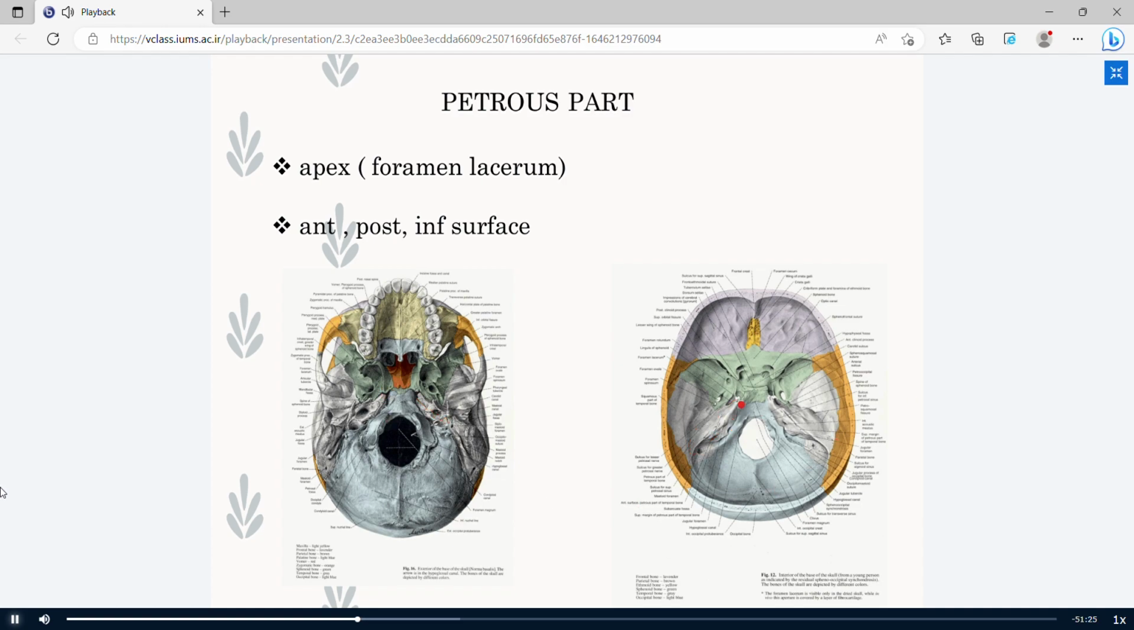The apex of the petrous is located between the sphenoid and occipital bone, and near the apex you can see a foramen. The name of this foramen is foramen lacerum. Foramen lacerum forms between three bones: sphenoid, petrous, and occipital bone. And this foramen is blocked by cartilage, and it's not an opening for passing nerves or vessels.